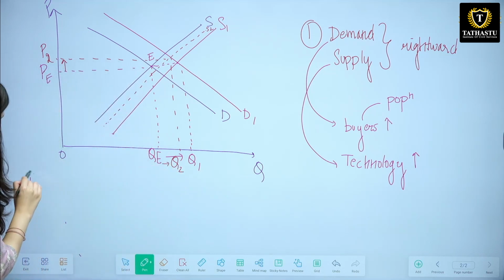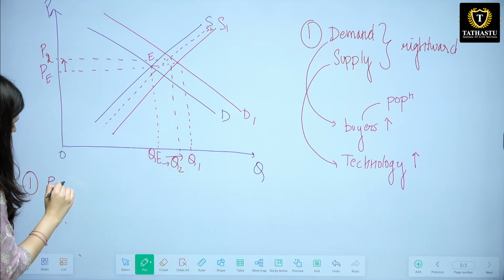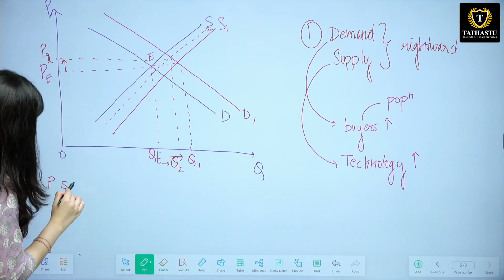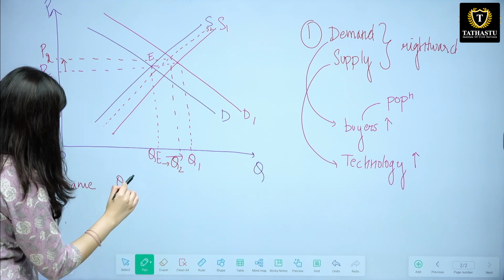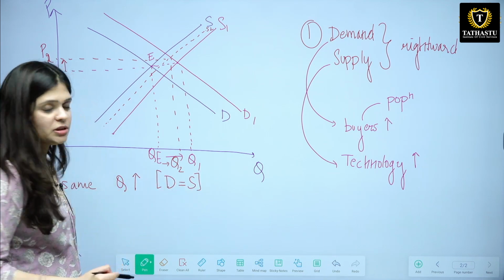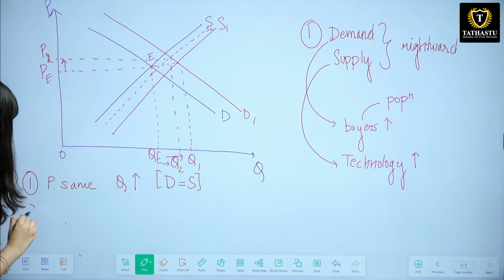Okay, so in the first case what is happening? Price is same, quantity increased. What is this case? Where demand is equal to supply. Okay, it means the shift in demand curve is equal to shift in supply curve.